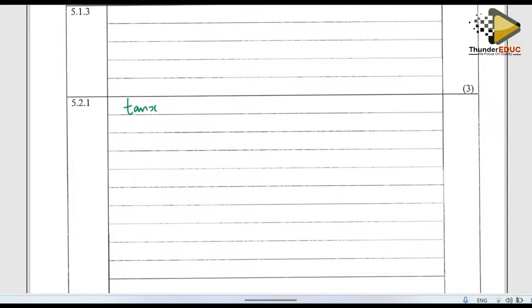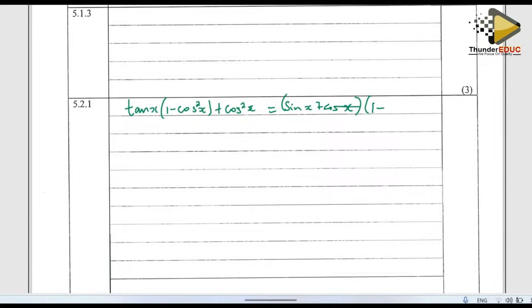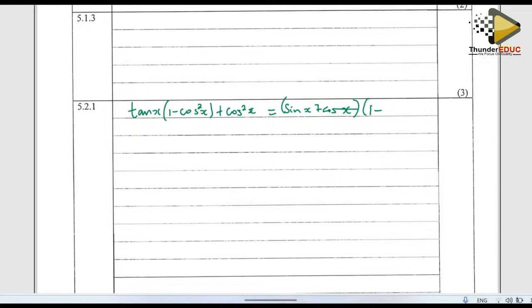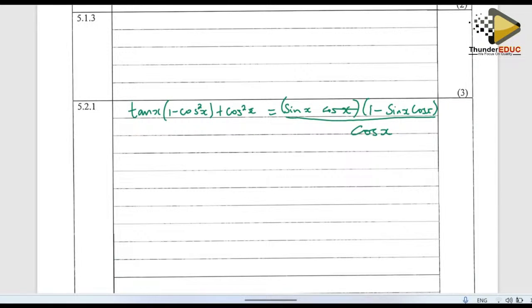So we have the tan of x into 1 minus cos squared x plus cos squared x is equal to the sine of x plus the cos of x, 2 into 1 minus sine x cos x. This is all over cos x. Okay, so this is how our question is.